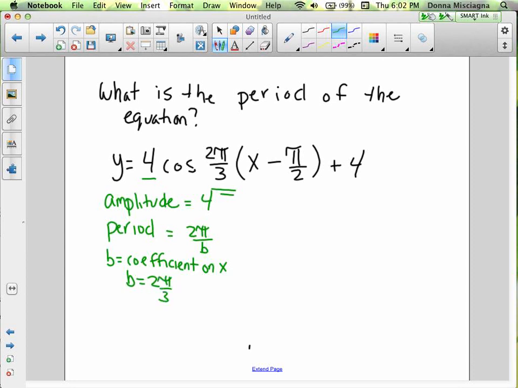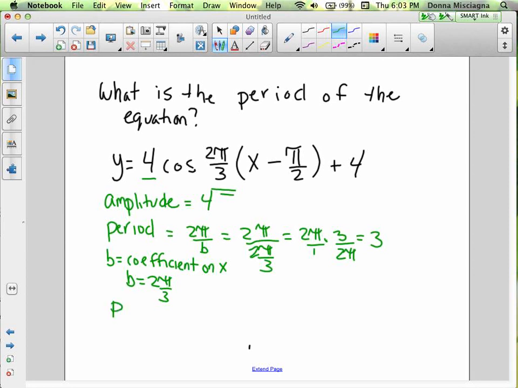So to find the period, we're going to take 2 pi and divide by 2 pi thirds. Right? It's not the x, it's the coefficient on x. If we're dividing by a fraction, that's the same as multiplying by the reciprocal. So this would be 2 pi times, and if you want, put a 1 under it as a placeholder, 2 pi times, you're going to flip the 2 pi thirds, and that'll be 3. And so the 3 is in the numerator, the 2 pi is in the denominator. So our period is going to be 3. Right? Because the 2 pi's will cancel.